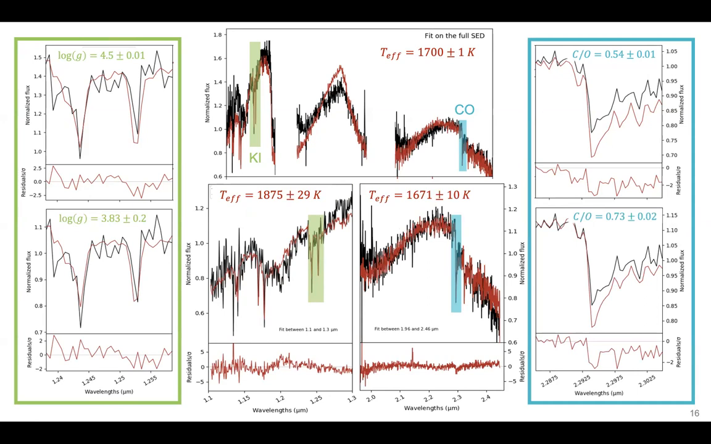So this is actually a complication of the models. And the idea for now is to test other atmospheric grids to take into account disequilibrium chemistry and other properties, and try to get robust parameters for the physical properties.